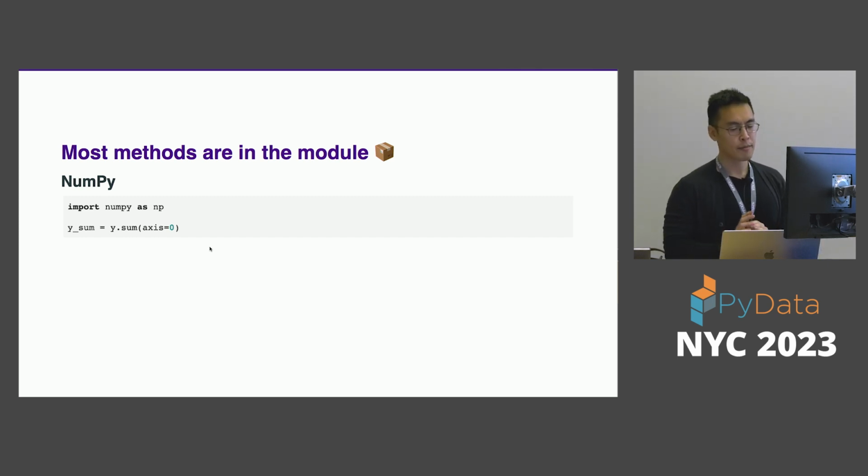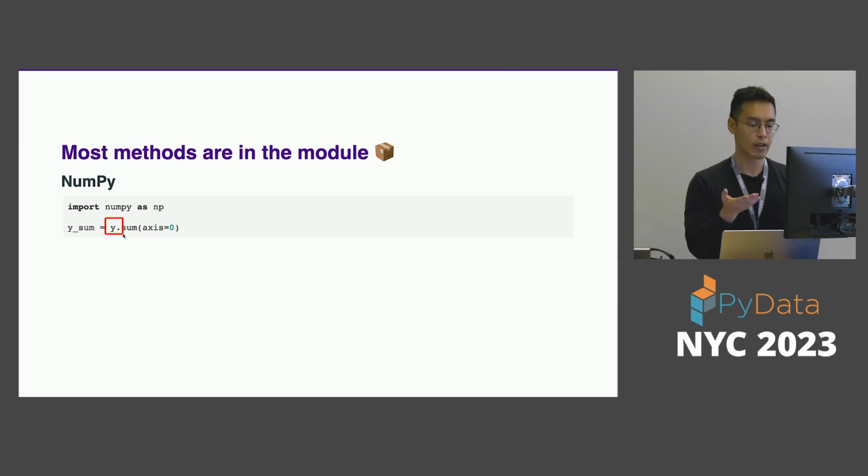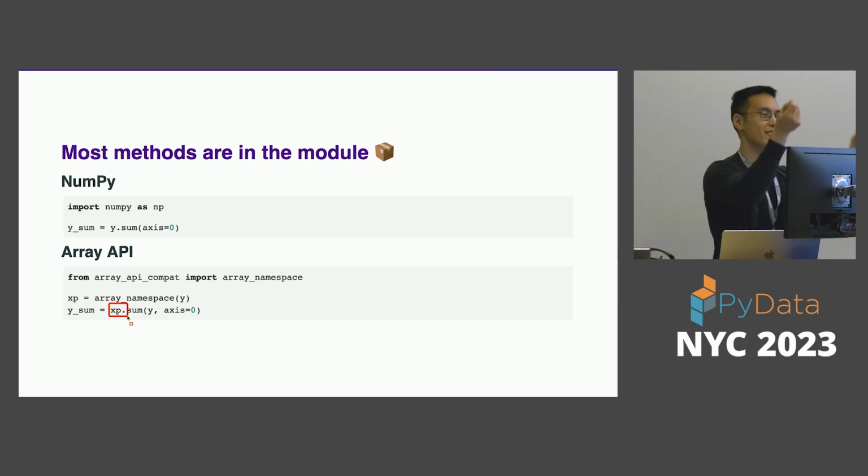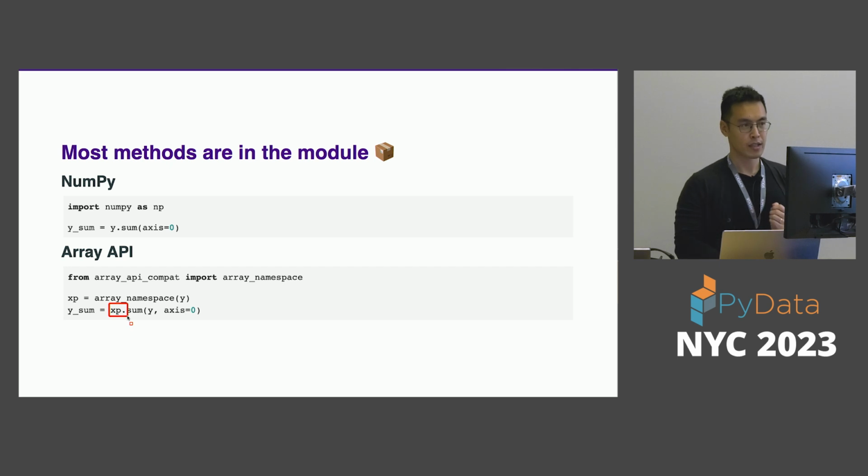In NumPy, most methods are on the object rather than in the module. What that means is, let's say you have code where y is an ndarray and you call sum. It does what it says. If you want to migrate this to Array API, there aren't many methods on the object. You have to actually go to the namespace and grab the operation. It's not that bad. Everyone can do this.